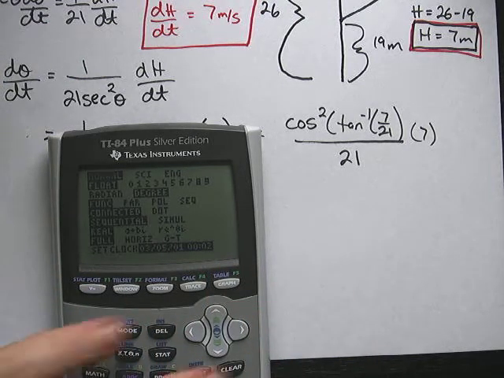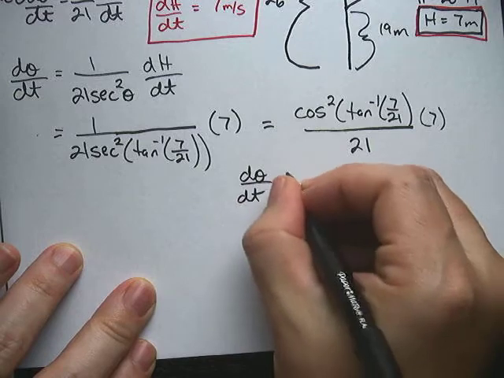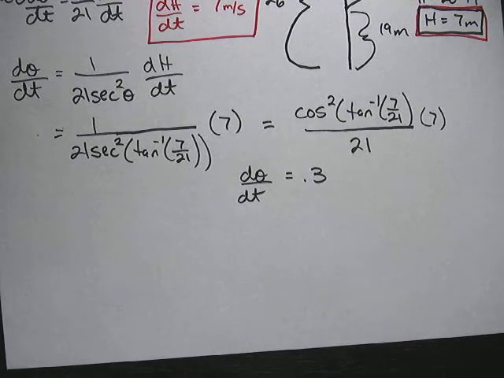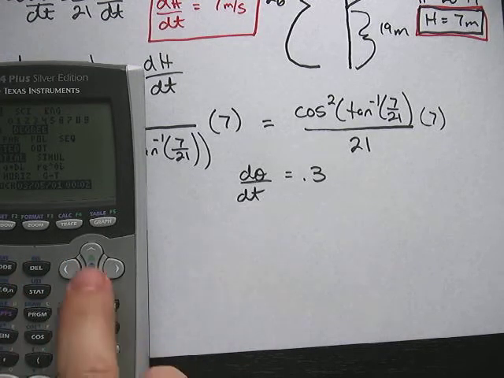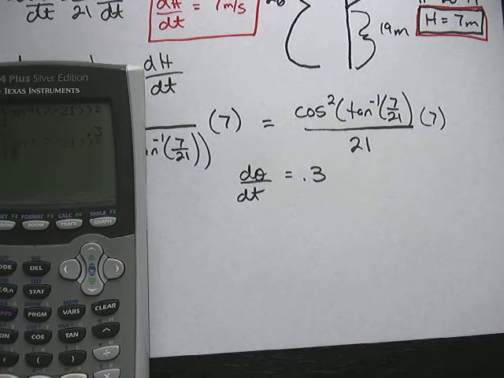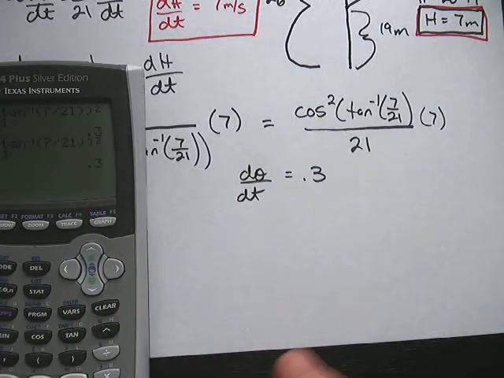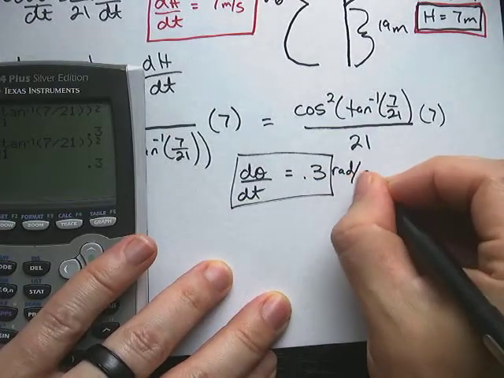So d theta dt is equal to 0.3, and that is in degrees. If the problem wants it in degrees or radians, that does make a difference. Since it didn't say, we could do radians per second or degrees per second. Let's change over to radians and get the answer that way. 0.3. Okay, so that's radians per second.